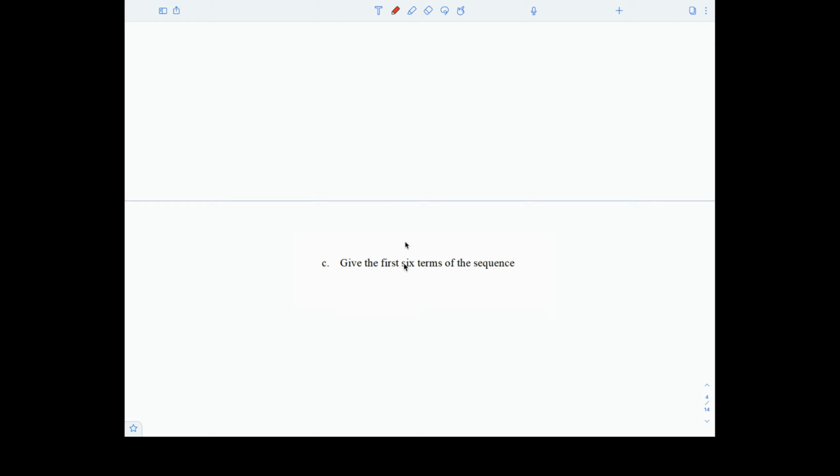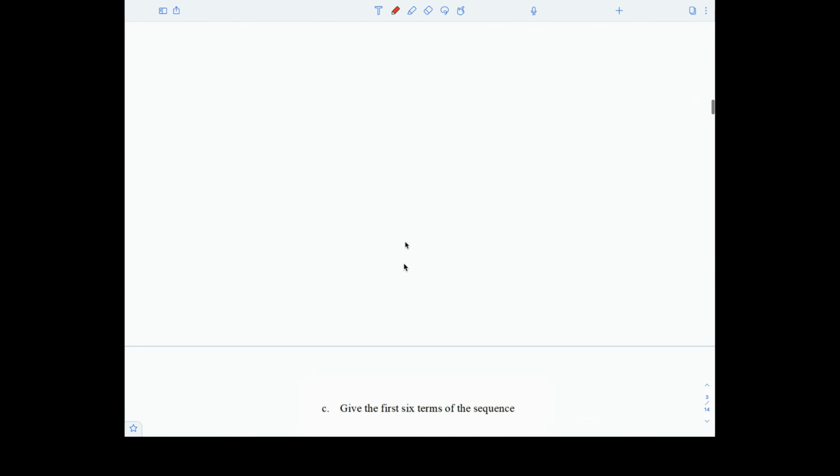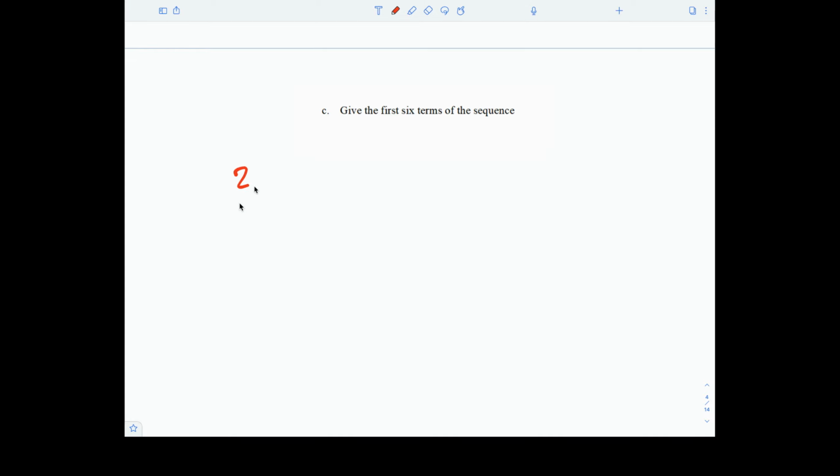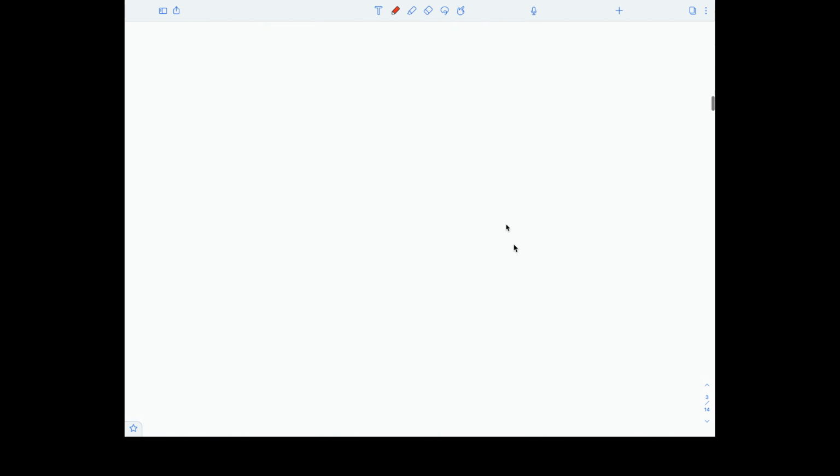Give the first 6 terms of the sequence. So look, we know the first one is 2.5, the second one is 6. To find the next one, all we're doing here is just adding 3.5, right? So you go 6 plus 3.5 is 9.5.